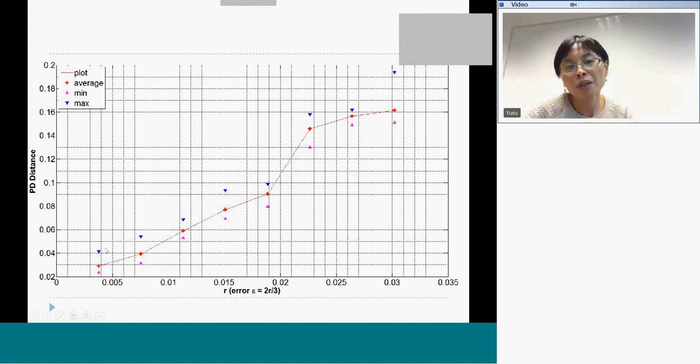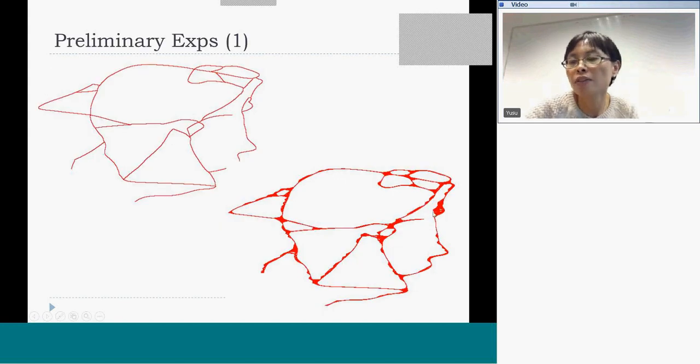Roughly speaking, what we observe is that in general, as the noise becomes larger, the persistence-distortion distance also increases in a linear manner. Now in this graph we see this big jump here. What happens here is that the noise at this point is large enough that we can split this loop into two loops, which suddenly changes the metric space quite a lot.